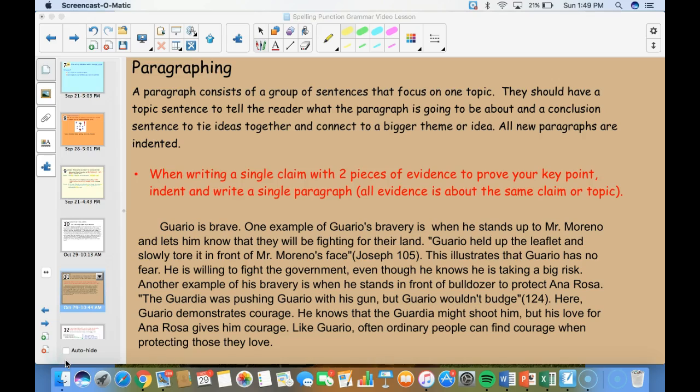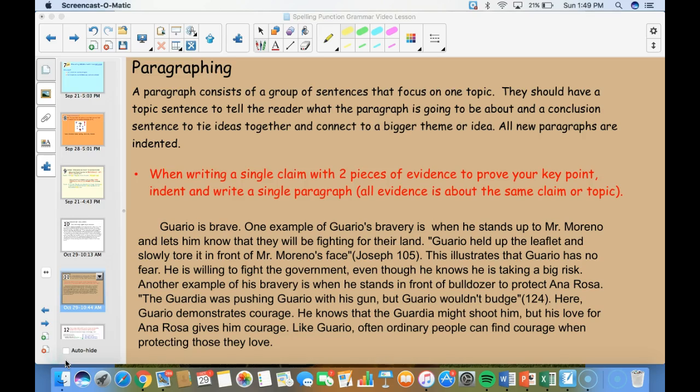I want to talk also a little bit about paragraphing. So a paragraph consists of a group of sentences that focuses on one topic. They should have a topic sentence to tell the reader what the paragraph's going to be about, and a conclusion sentence to tie ideas together or connect to a bigger theme or idea. All new paragraphs are always indented. So I'm commonly seeing that students are forgetting to indent their paragraphs or even to make new paragraphs.